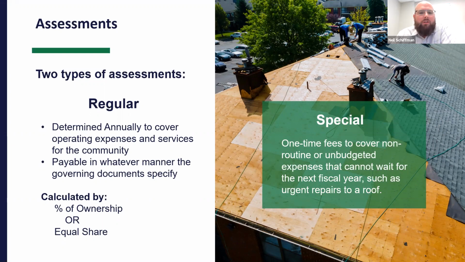So everybody's going to have a uniform equal assessment, or it's going to be, they call it undivided interest or par value. Each unit has a percentage interest in that association, and they're going to pay their assessment based on that calculation. The other assessment option are special assessments. Those are one-time fees. They are used to cover non-routine or unbudgeted operating or reserve expenditures that cannot wait to be budgeted for in the next fiscal year, such as roofs being damaged in a storm.